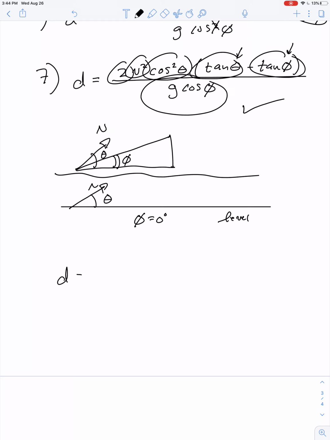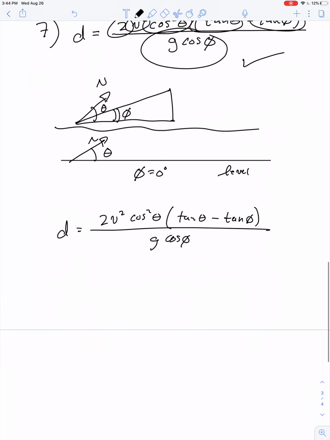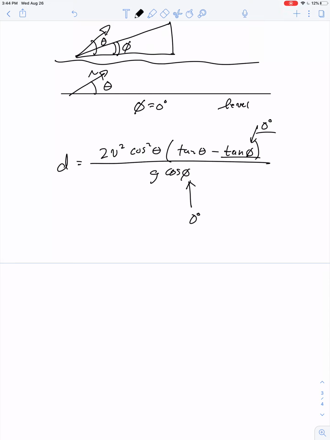So if we take the solution d equals 2v squared cosine squared theta times tangent theta minus tangent phi, all divided by g cosine phi, we just need to plug in 0 degrees for phi. Okay, well, tangent of 0 is itself 0. And the cosine of 0 is 1. So we end up with d equals 2v squared cosine squared theta times tangent theta, all divided by g.